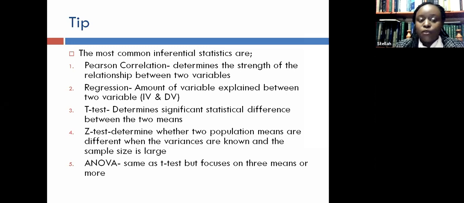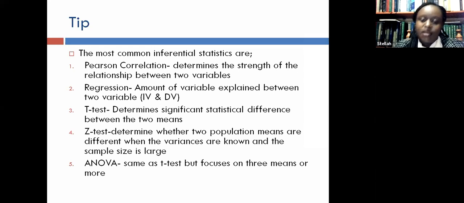Regression is close to correlation, but in this part, you want to look at the amount of variance that is explained by the variables. So you want to find out how much of your dependent variable can be explained by your independent variable. Just to bring it home closer, if you have social media and depression, I want to look at to what extent depression is influenced by social media. That is when your regression comes in.